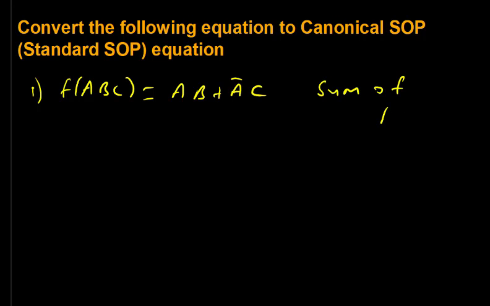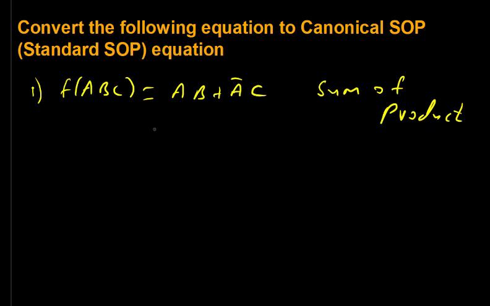This is actually a sum of product equation, but it is not a standard form because in this particular term A and B are present, C is not there. So C should be present, either complemented or uncomplemented. Here in A bar C, B is missing. So now we convert this particular expression to standard SOP. How do we do this?